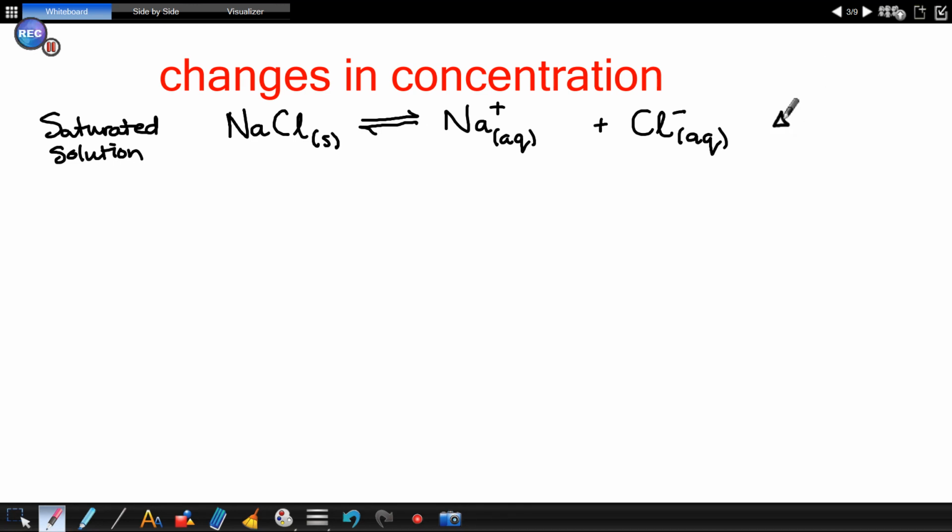The forward reaction is still endothermic, but only temperature will affect endothermic or exothermic reactions. Okay.